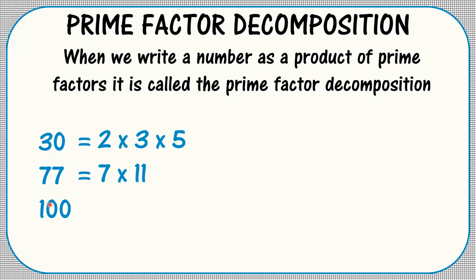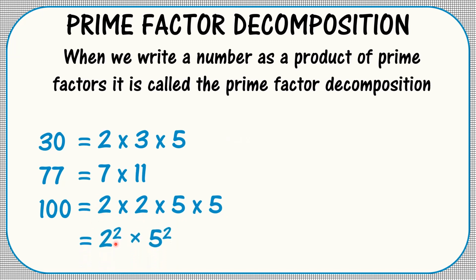Let's look at the number 100. 100 is 2 times 2 times 5 times 5. 2 is a prime number, 5 is a prime number. What generally will happen is you would write this in index notation. Again, index notation we covered in one of our previous videos. So 2 times 2 is written as 2 squared, and 5 times 5 will be written as 5 squared.